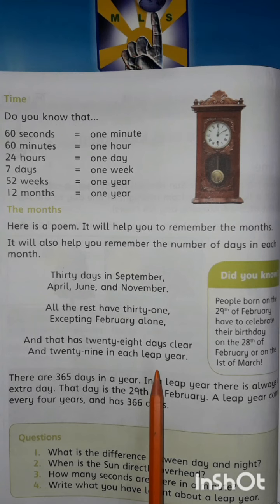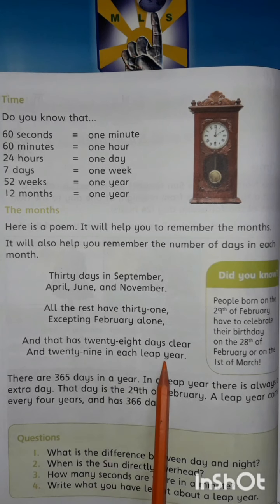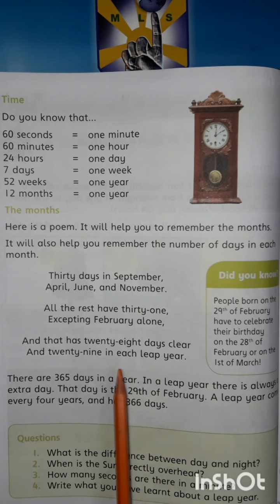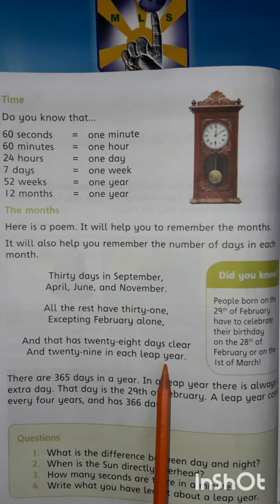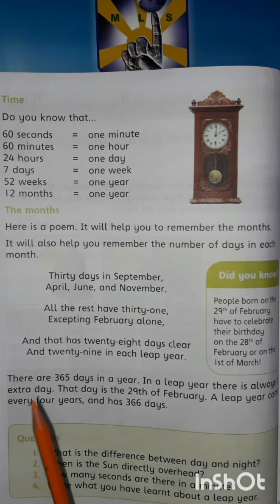Did you know the year 2020 was a leap year? February has 29 days in a leap year. A leap year occurs every 4 years. The last leap year was in 2016. The next leap year will come in 2024. Here's a fun fact.